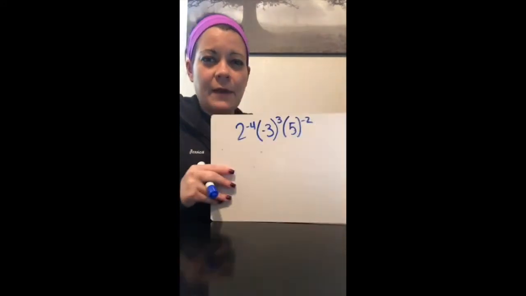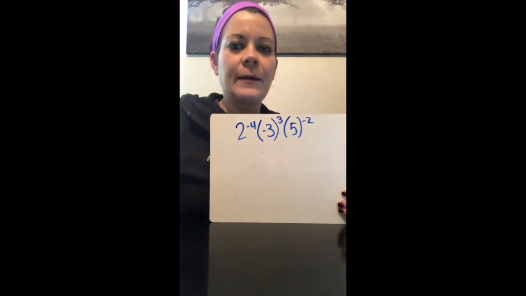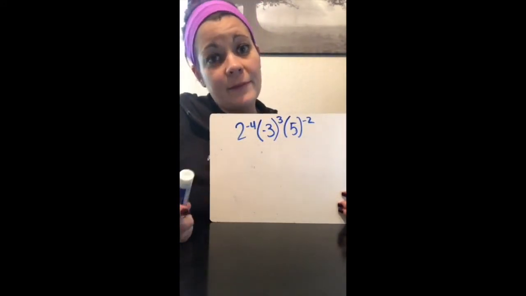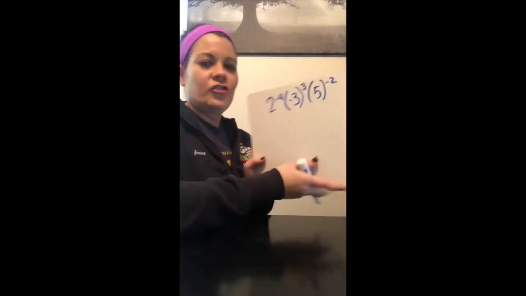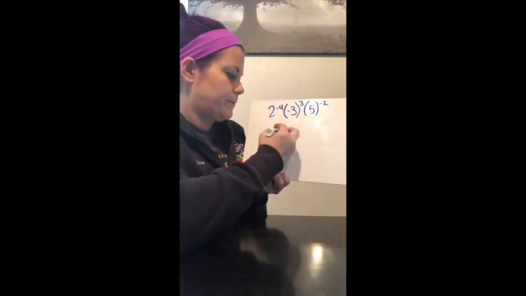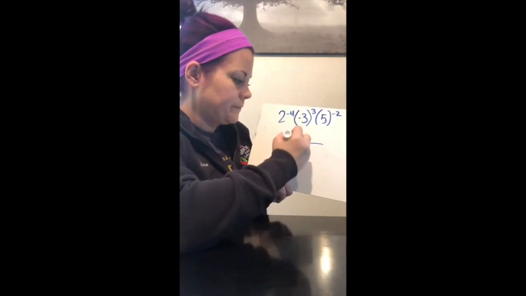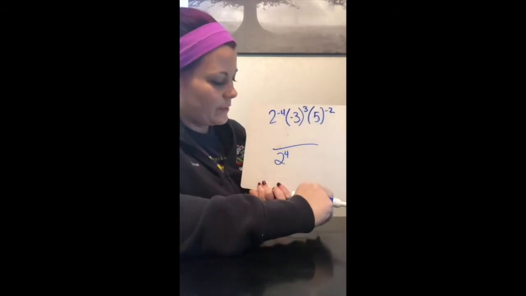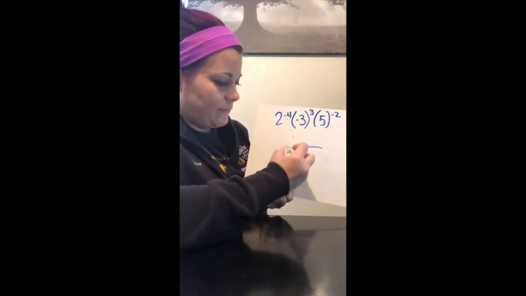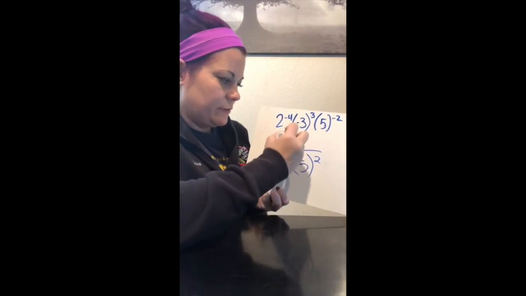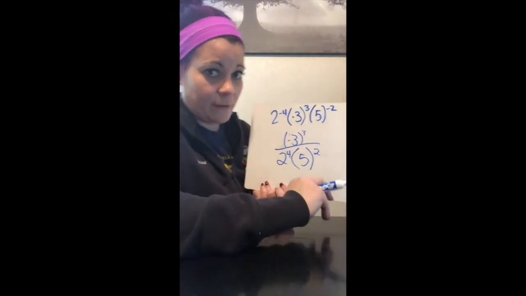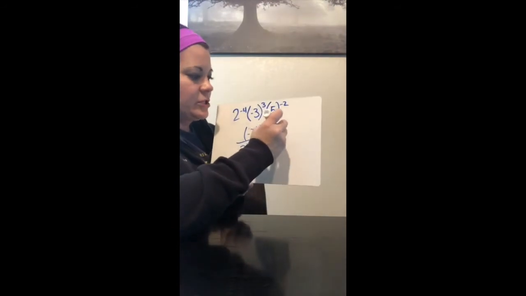Okay, let's say that we have 2 to the negative 4th times negative 3 to the 3rd times 5 to the negative 2nd. First of all, you want to always simplify the negative exponents again. So this 2 to the negative 4 will move down in the denominator, and it'll just become 2 to the 4th times 5 squared. And then that negative 3 to the 3rd will just stay on top since it's already a positive exponent.